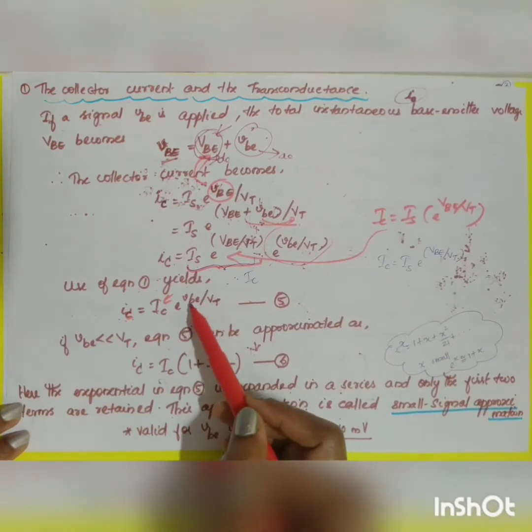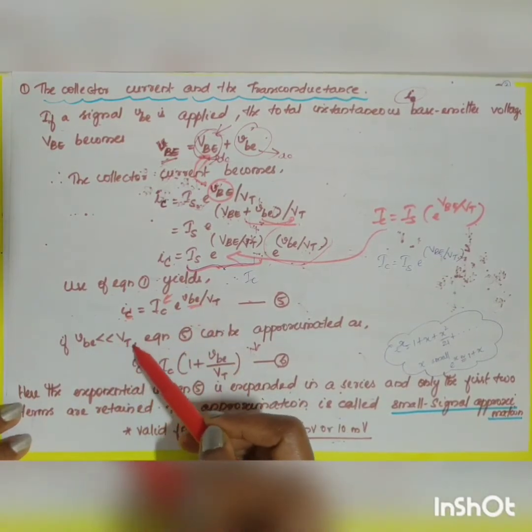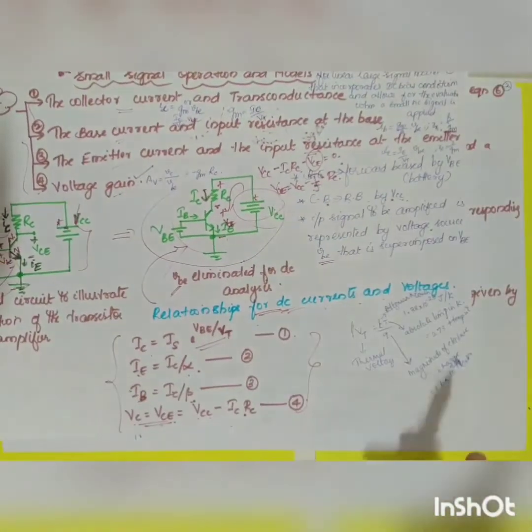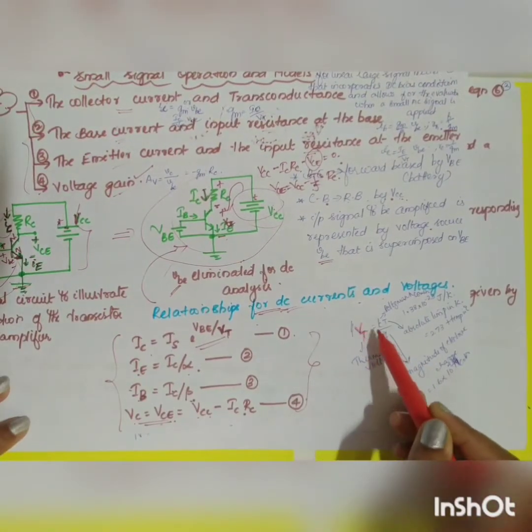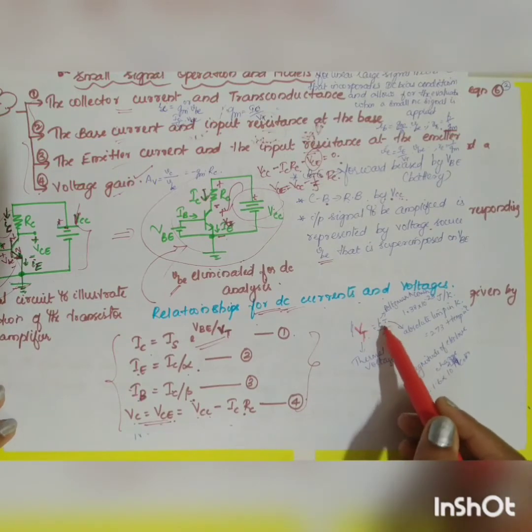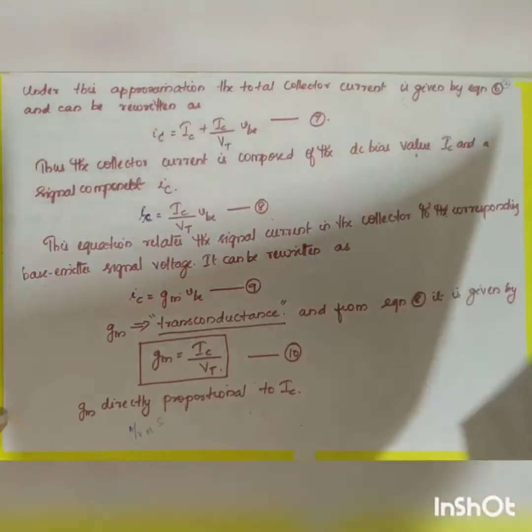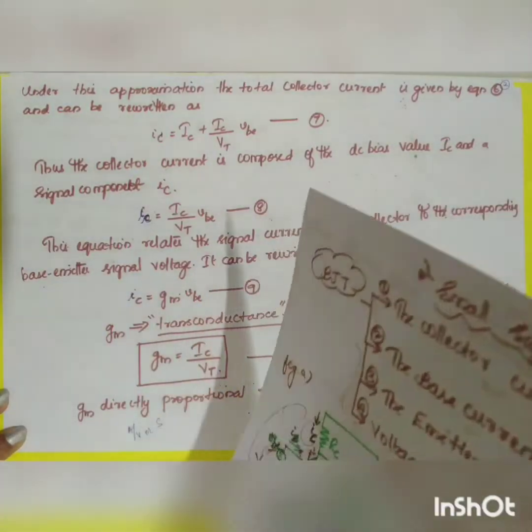Now your vbe is very less than your VT. What is your VT? VT is nothing but your thermal voltage. So this thermal voltage VT is equal to small kT divided by q, where k will be your Boltzmann constant, T will be your absolute temperature, and q will be your charge, the magnitude of your electric charge.